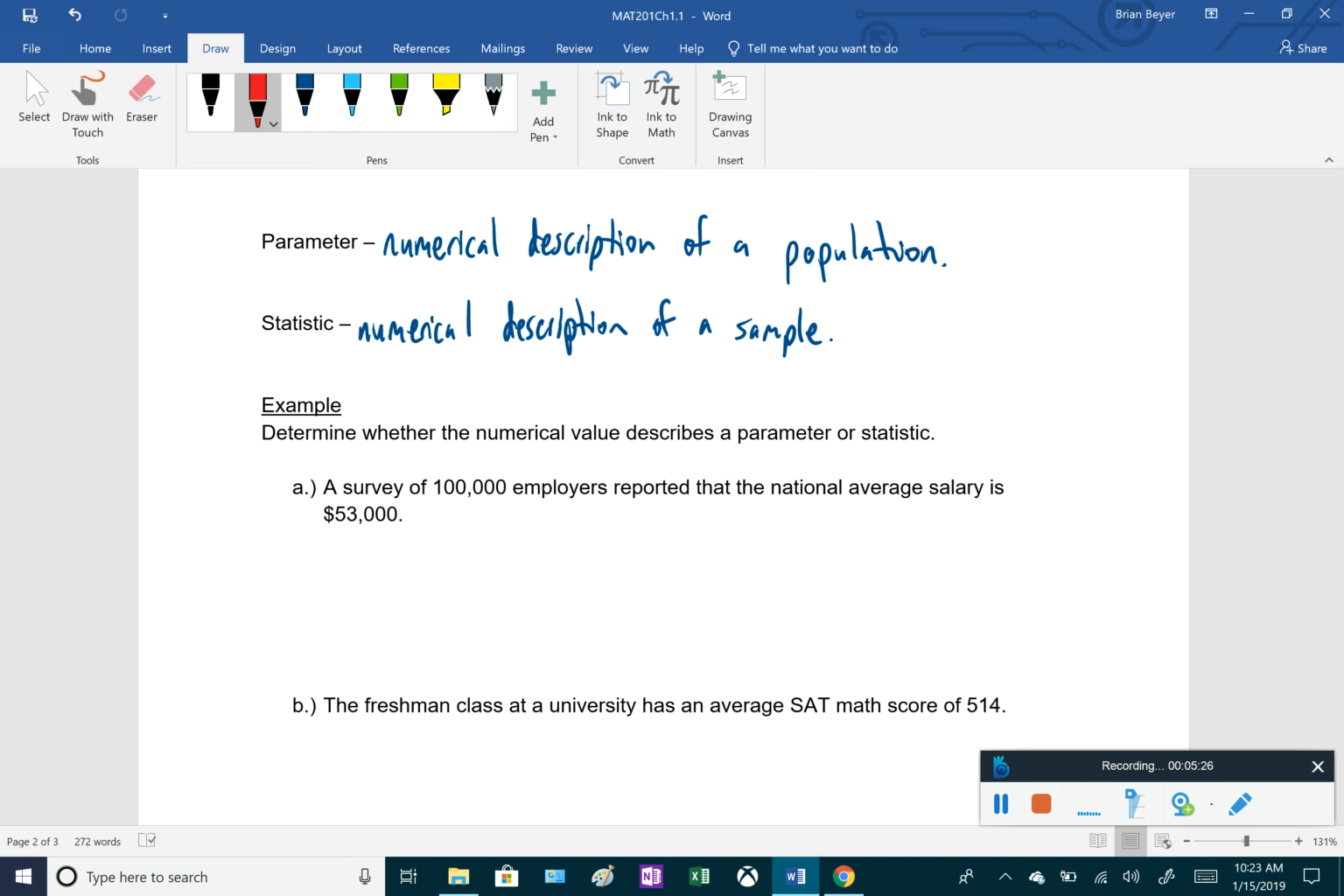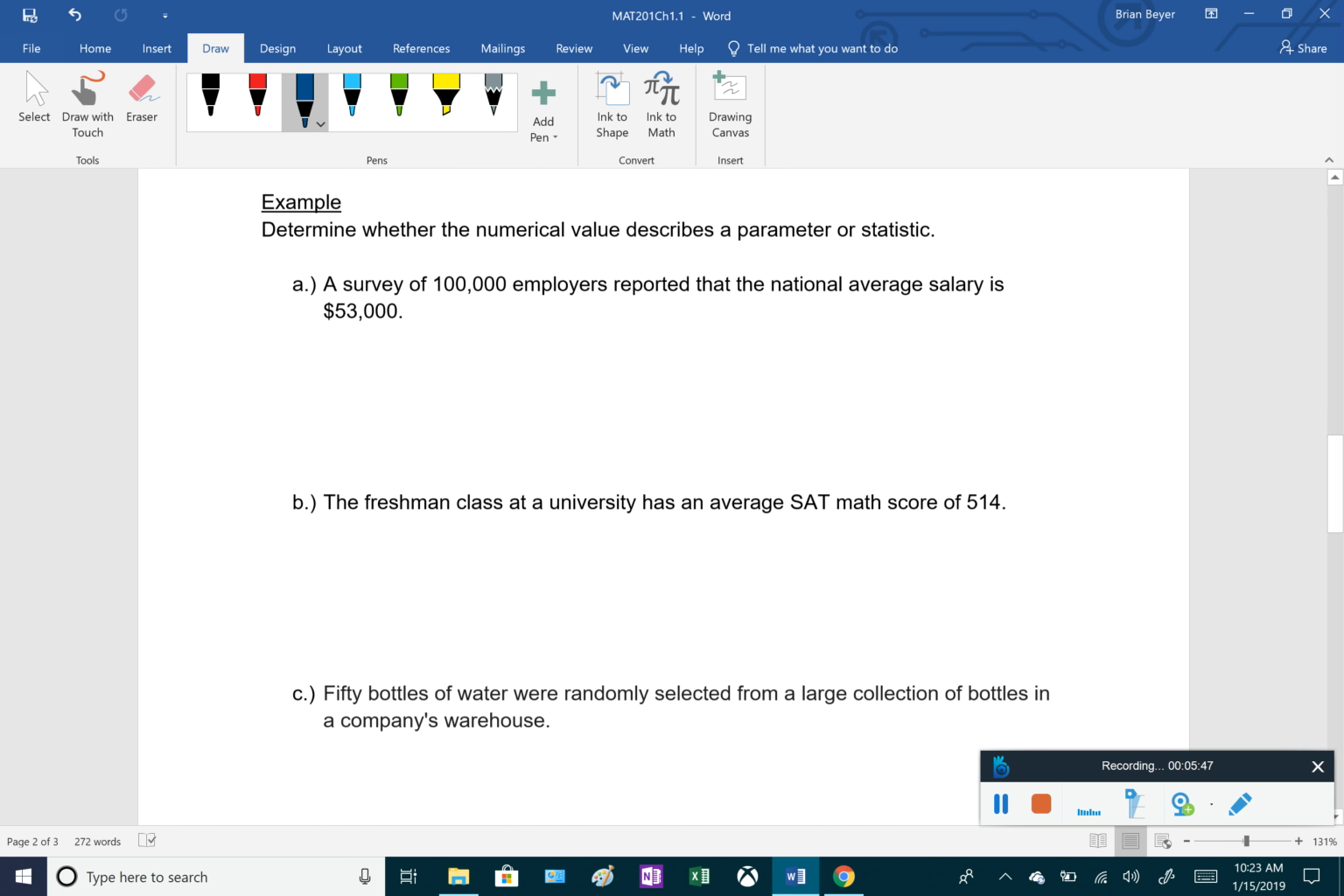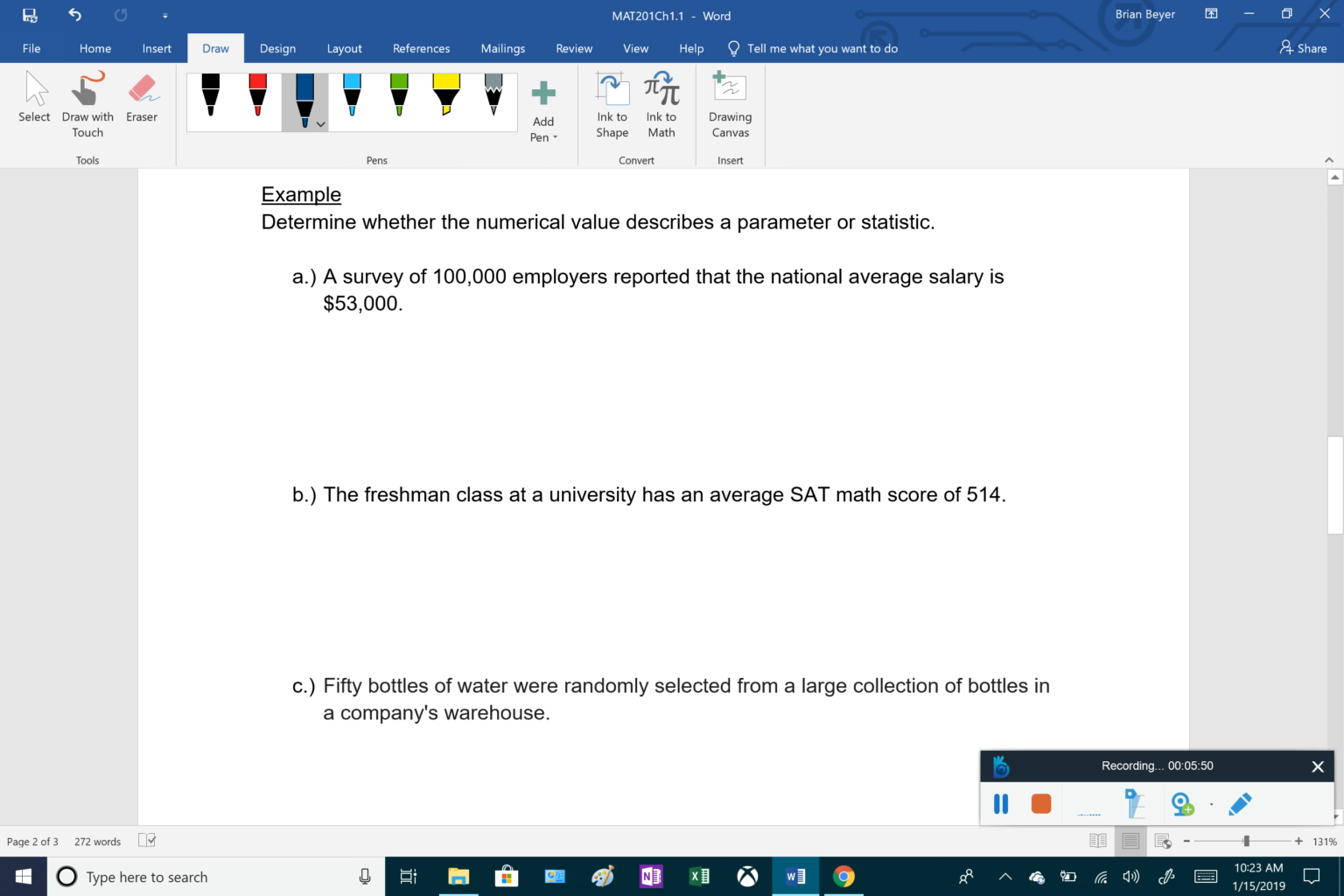So these are actually pretty easy to remember. Parameter starts with a P. So does population. Statistic starts with an S. So does sample. So that's nice and convenient for us for remembering those. So let's do a couple examples here for determining which is which from some examples. So let's determine whether the numerical value in the question determines or describes a parameter or a statistic.